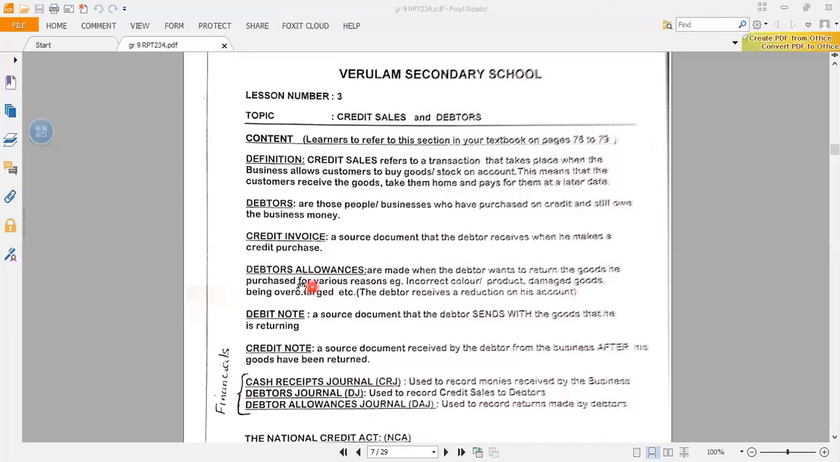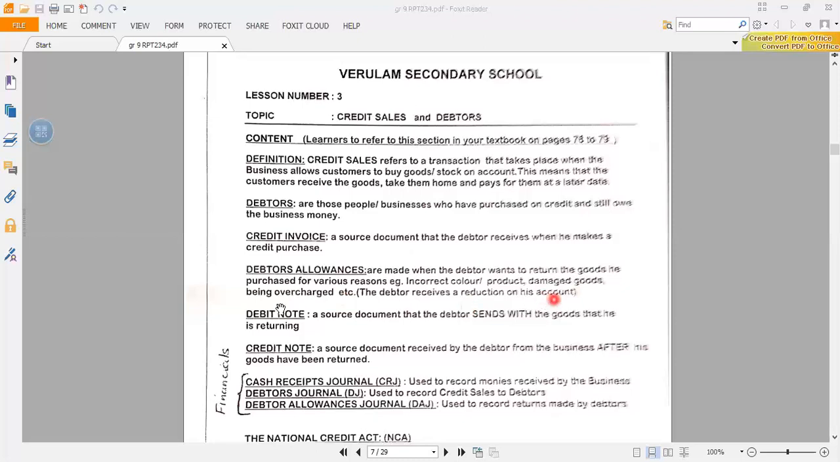Then, just in case those customers, those debtors of mine, are unhappy, I'm going to allow them to return their products to me. So debtors allowances are made when the debtor wants to return the goods that he purchased for various reasons. For example, he might be dissatisfied because it has an incorrect color, it's an incorrect product, the goods may be damaged, perhaps he is being overcharged. And he wants to return the products or a portion thereof to me. So the debtor receives a reduction on his account.